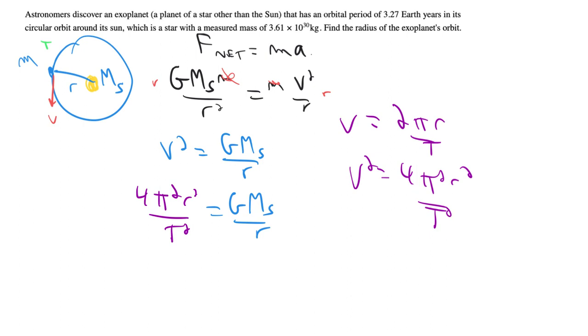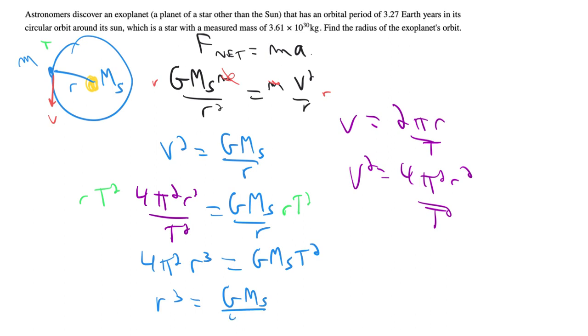So solve this for r by cross multiplying by r and T squared on both sides. That clears our fractions. We end up here with 4 pi squared r cubed is G M s T squared, or r cubed is G mass of the Sun, or mass of the star in the center, over 4 pi squared, times T squared, which is Kepler's third law.